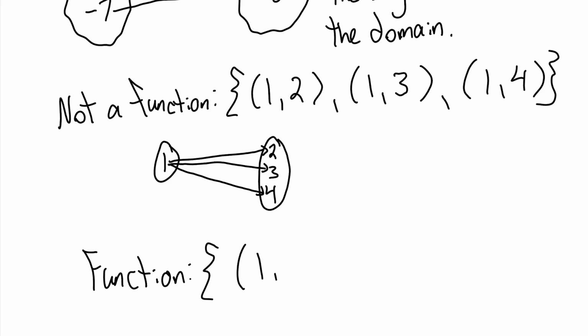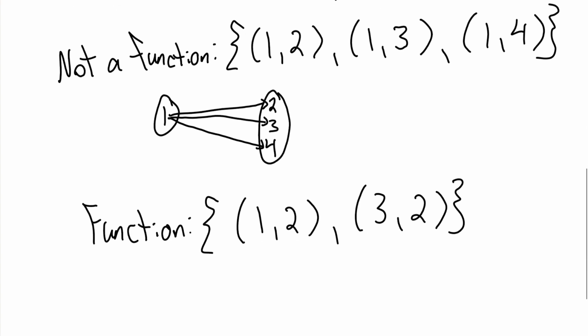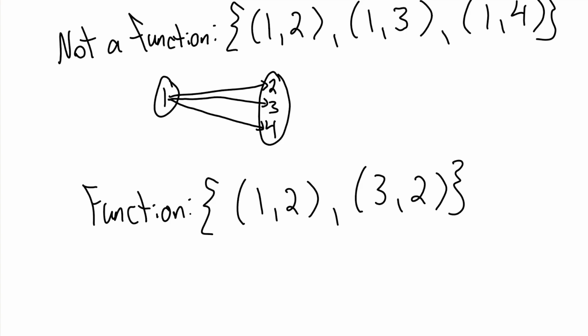So another thing that would be a function, something like this maybe. We can just look at the two values here. This is fine when we have two numbers in the domain mapped to a single number in the range. This is perfectly fine. We'll have another definition later called one-to-one, and this function here would not be one-to-one because of this.